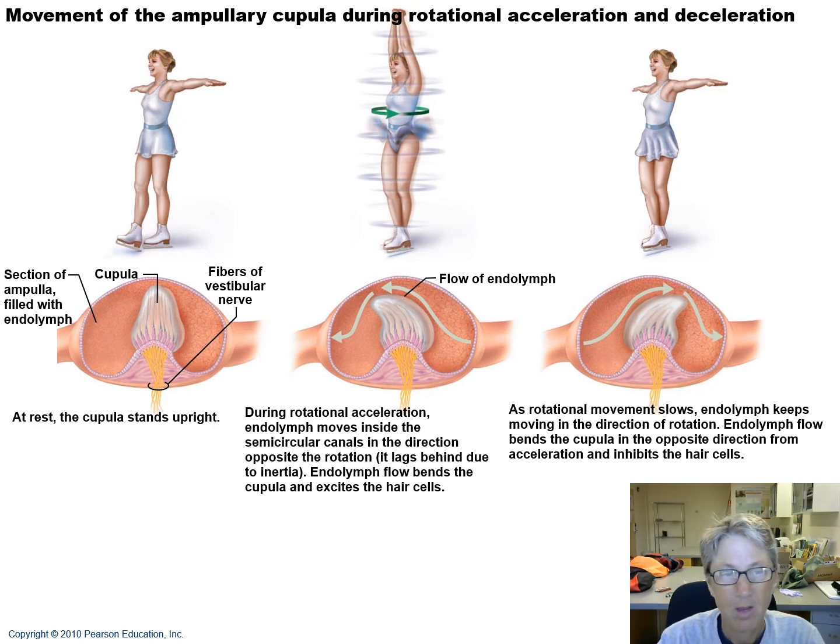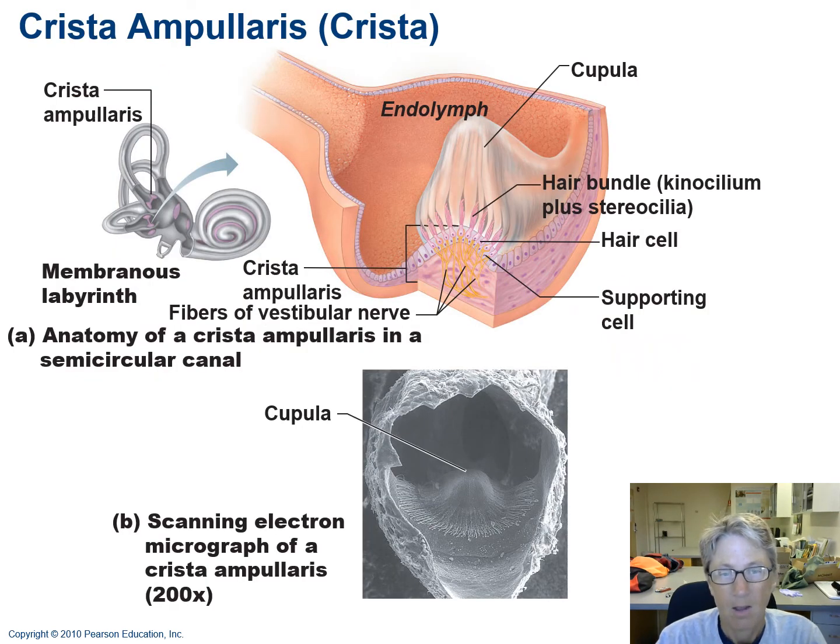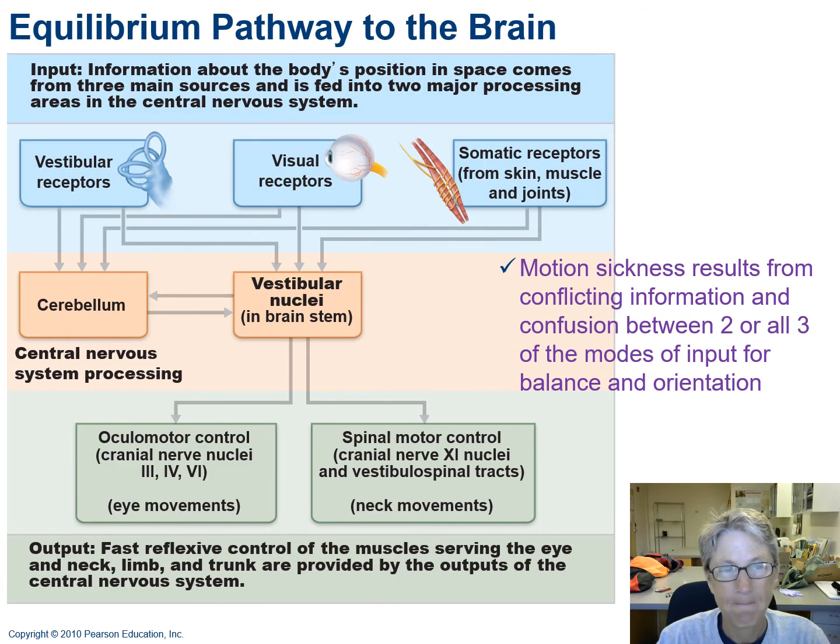And this gives the details. Here's the cartoon fully filled out, and then this is cool. This is a scanning electron micrograph of a crista ampullaris, and here's the cupula. So this piece out here would be the ampulla, at 200 times magnification.